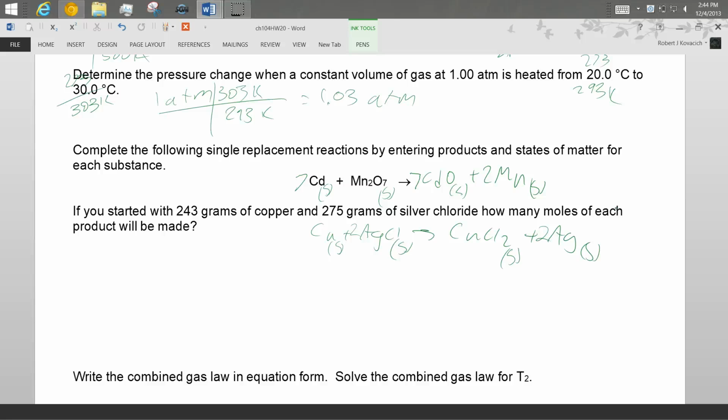What? Do it that way. Because you're asking for how many moles of each product will be made. To do the conversion between them, you still need the balanced chemical equation. Okay, I didn't do that part. What did you do when you had the mole to mole ratio then?